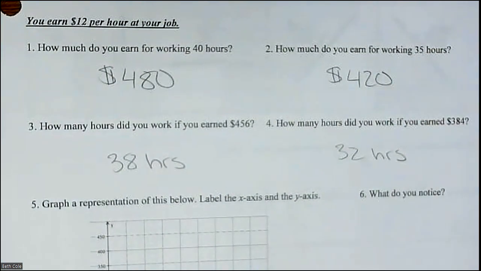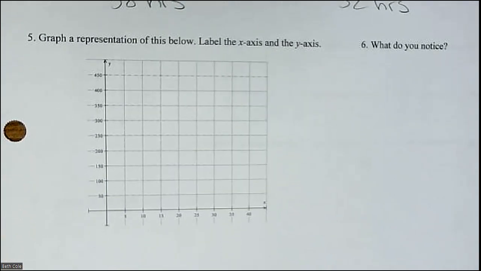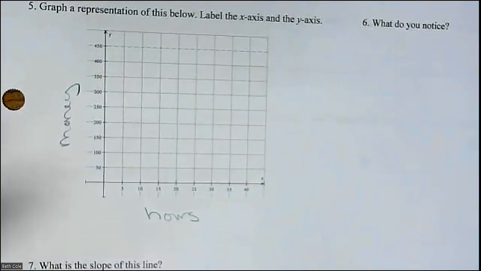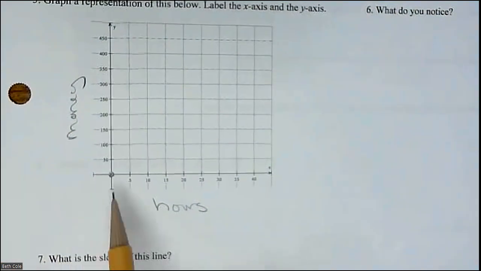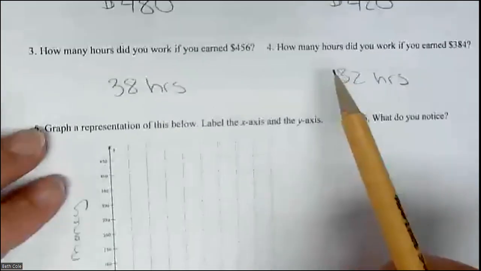So we're going to graph a representation of this. We're going to label the X and Y axis. So what were the two things going on in the problem? Good. Hours goes down here. Money goes over here. Now, if you work 0 hours, how many dollars do you make? 0. So you can put a point at the origin, and we're not going to go beyond that, like to the left, because we don't have negative time. Well, I guess you can have negative money if you owe somebody something, but we're not going to graph that part.